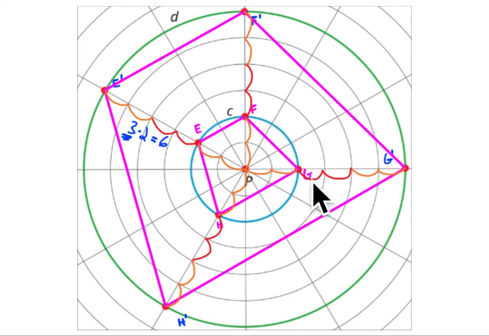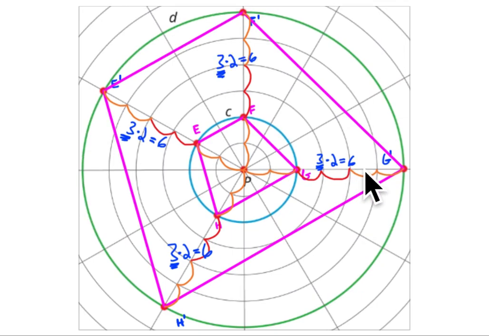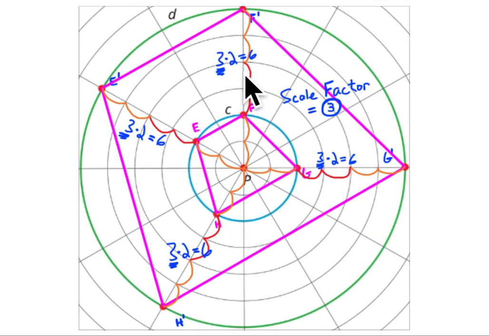So what's the scale factor? What are you multiplying each of these points by to have it dilate to the point that's farther out? You're multiplying each one of those by 3. 3 times 2 is 6. 3 times 2 is 6. 3 times 2 is 6. And so the scale factor for going from the smaller circle, the blue circle, to the larger green circle, or the smaller trapezoid to the larger trapezoid, that scale factor is 3. So we're going to use this idea for the rest of the activities in this lesson.